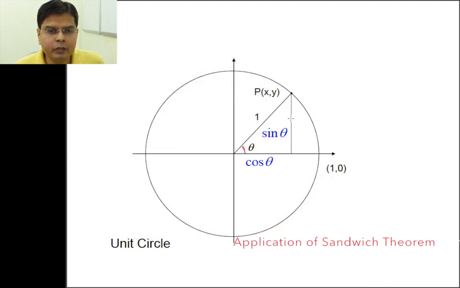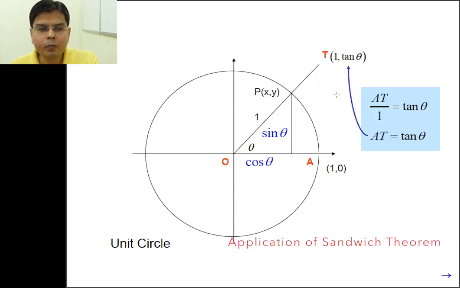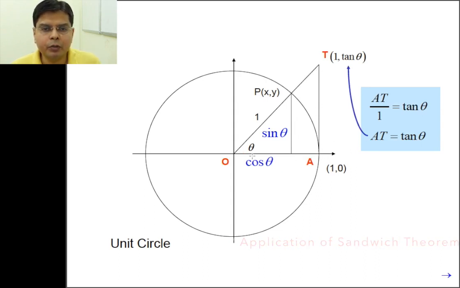If this angle is theta, this height will be sin theta and this base will be cos theta. Now let's draw a perpendicular from this point A also. Since this is 1, this will become tan theta. Why? Because AT by 1 is equal to tan theta. So AT is equal to tan theta. This is very simple. So this point T will have x coordinate 1 and y coordinate tan theta. Okay, and this is a unit circle.